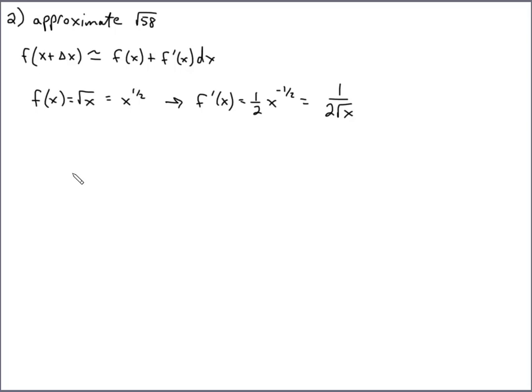Doing problem 2 on the worksheet for section 6.6, we're asked to approximate the square root of 58. To do this, we want to use that formula that you see in the book and in the worksheet: f of x plus delta x is approximately equal to f of x plus f prime of x dx. So in order to use this formula, we have to find the derivative.